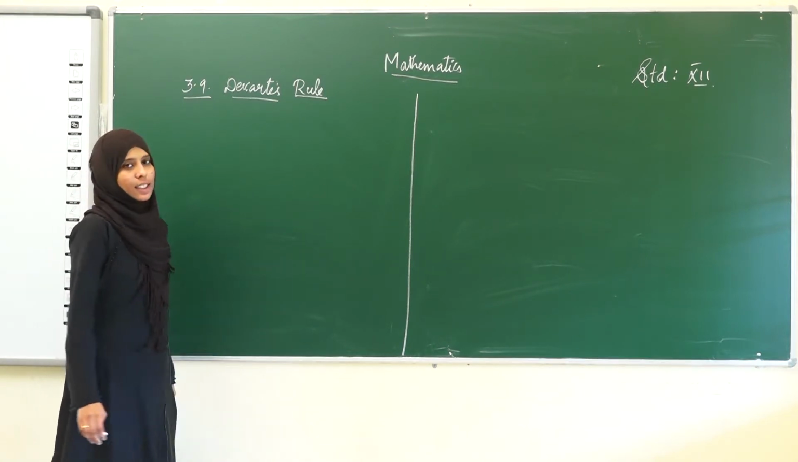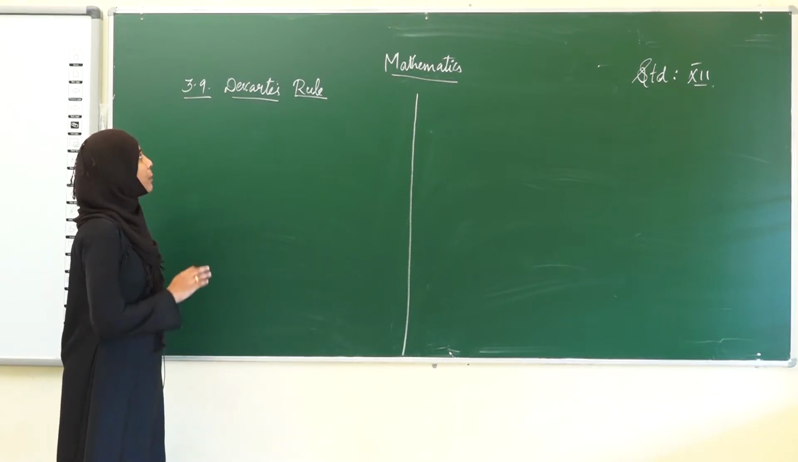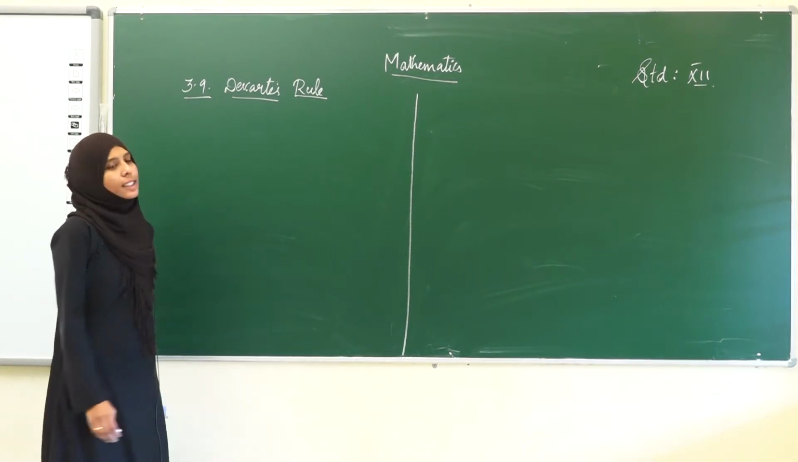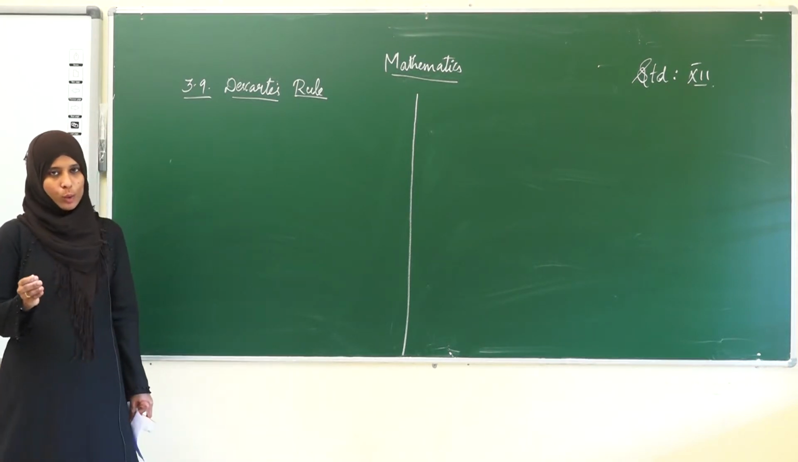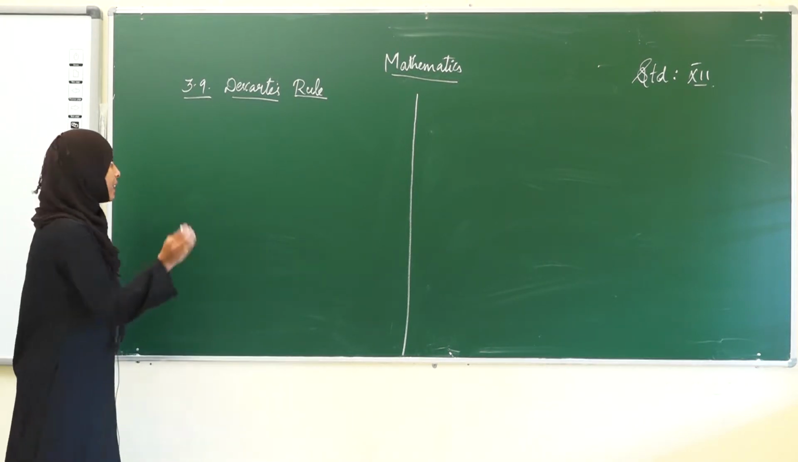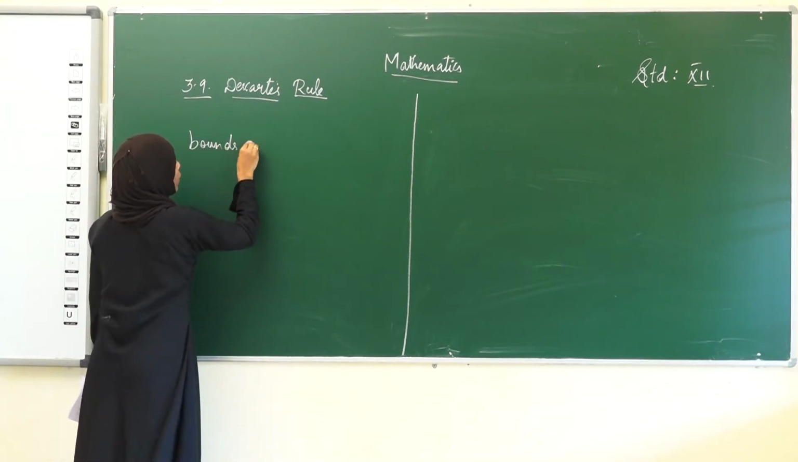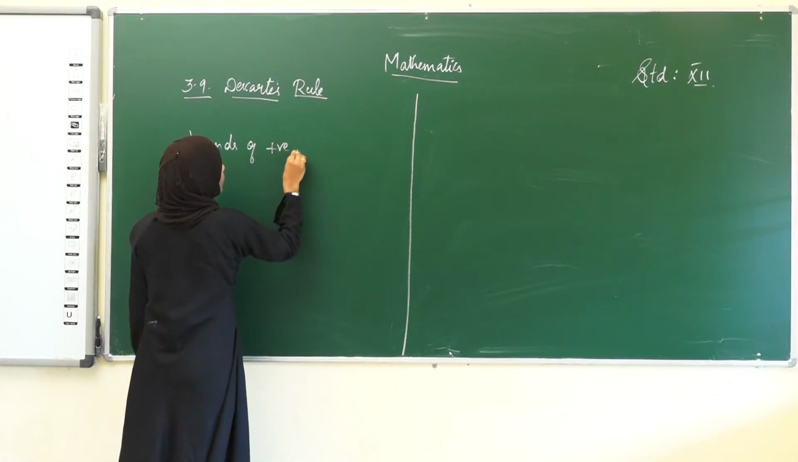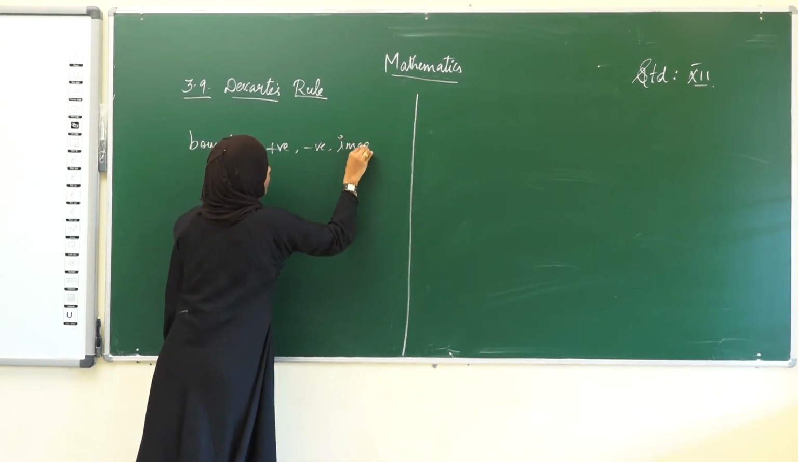So in this class we are going to enter into the last subdivision of the third chapter, that is Descartes rule. Using this Descartes rule, we are going to find the bounds of positive roots, negative roots and imaginary roots.